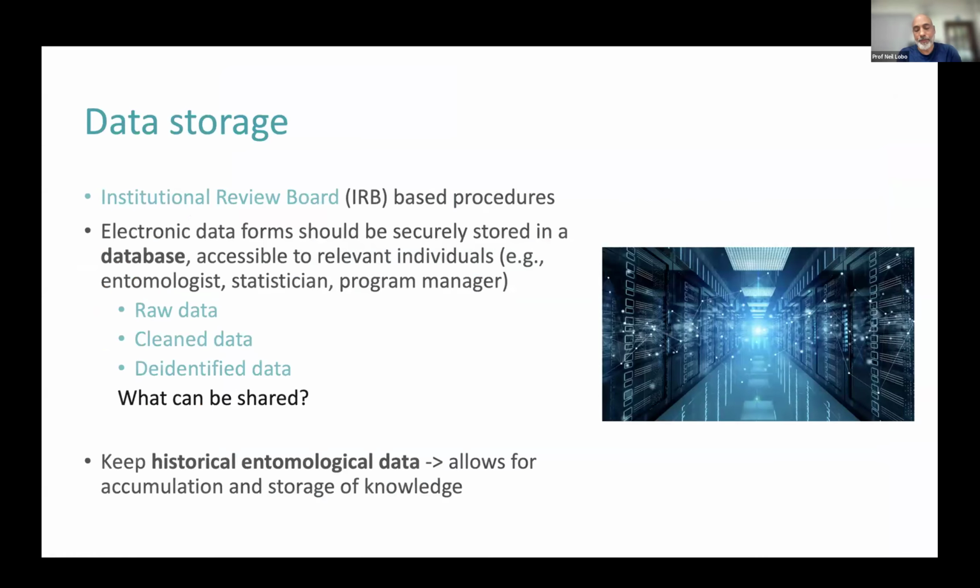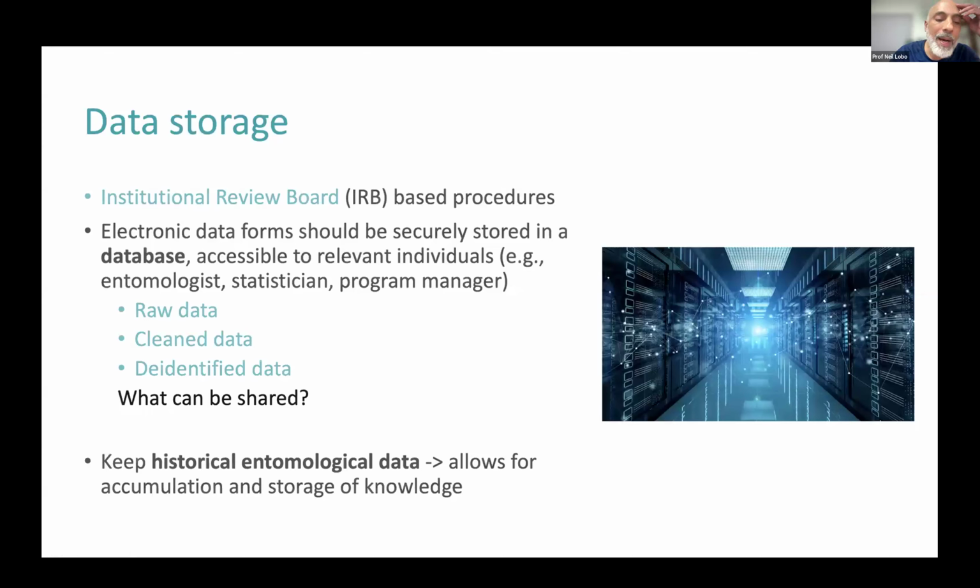So data storage: after your data is cleaned up, you'd want to have basically three kinds of data. Your raw data that you collect from the field, and that will be saved as raw data. Then you clean up your data, and that is your clean data. And then there's de-identified data, right? De-identified data is data where personal information is removed.